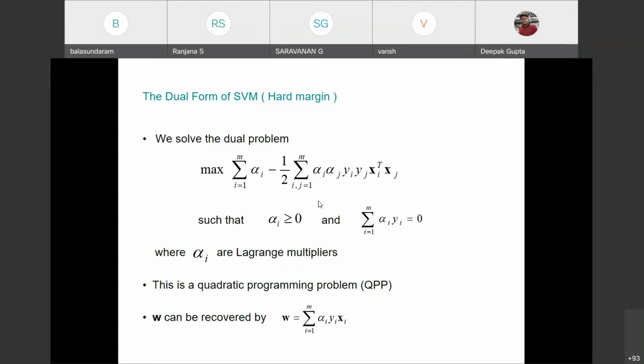So we say that many of the alphas are 0, and therefore the W vector is written by means of a few number of alpha i's, which means that the W vector has a sparse representation. This is the terminology we use. Sparsity means basically a lot of zeros. So the W vector is determined by means of non-zero entities.